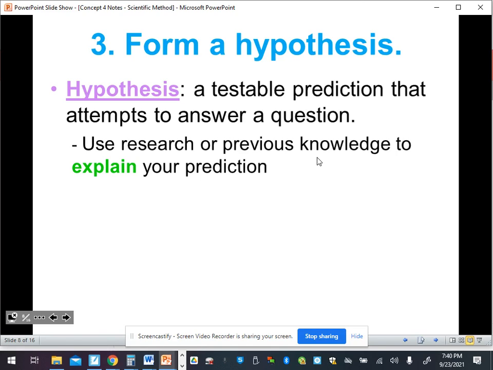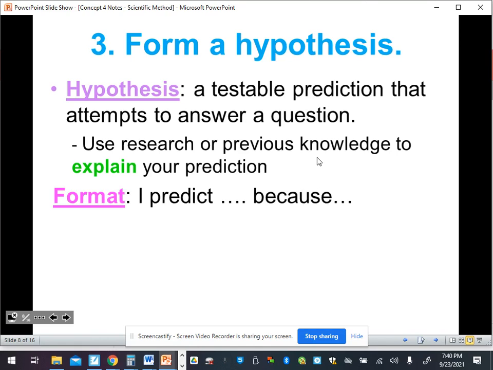So you always have to write because. Like, why did you make that prediction? What came to your mind? What do you kind of already know about something that helps you get there? So again, use research or previous knowledge to explain your prediction. So here's the format. I predict, and then I have whatever you think is going to happen in the experiment investigation, and then because.